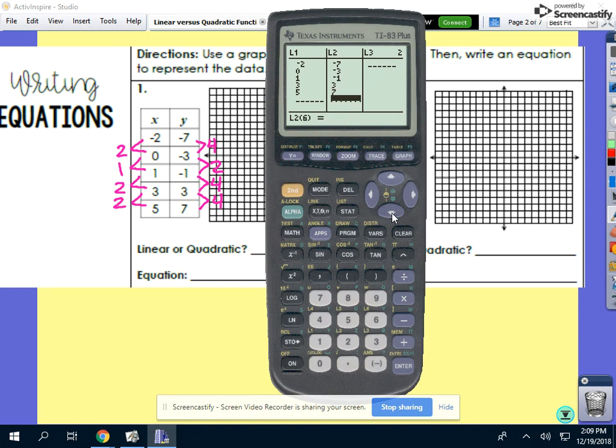Since this table had a slope, I'm going to assume that it's linear. To get the equation of the line, you will follow the following steps. Hit Stat again, go over to the column that says Calc, and identify number 4, LinReg, which stands for linear regression. Then you will hit Enter.